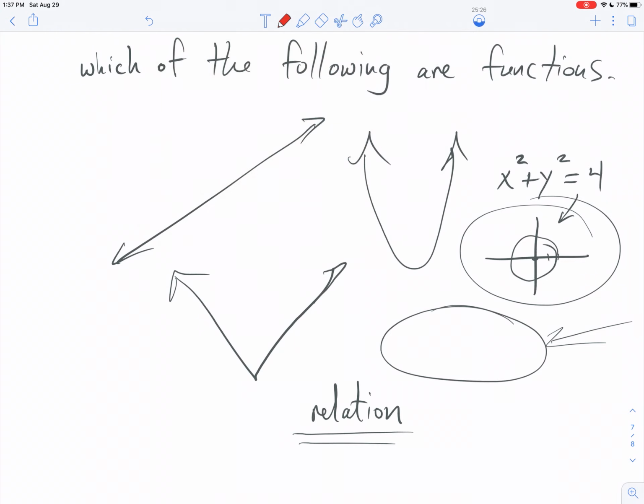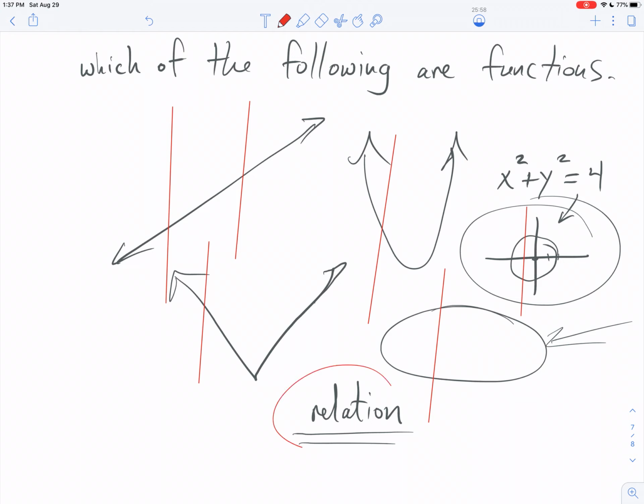If I draw a vertical line through this line, I only hit it in one spot. I could do it over here. I only hit it in one spot. I draw a line through this absolute value, I only hit it in one spot. Draw a line through this parabola, I only hit it in one spot. I draw a line through this oval, it hits it twice. The circle hits it twice. If the graph you have can be hit more than one time by a vertical line, it's not a function. It's called a relation.